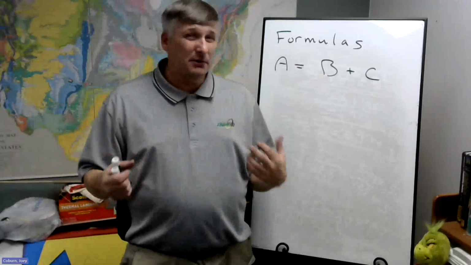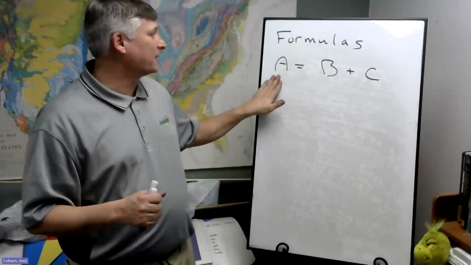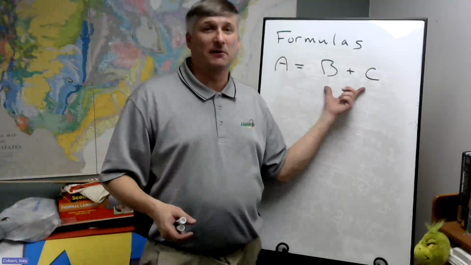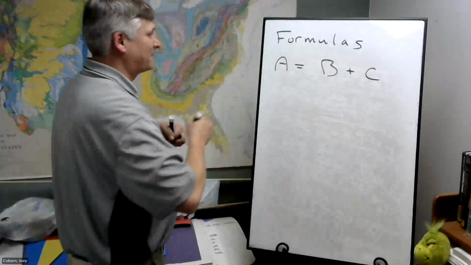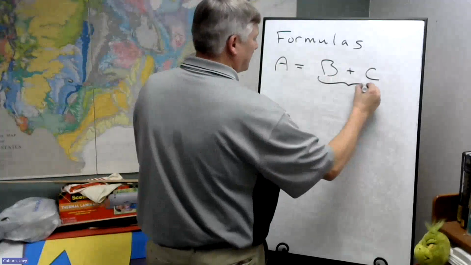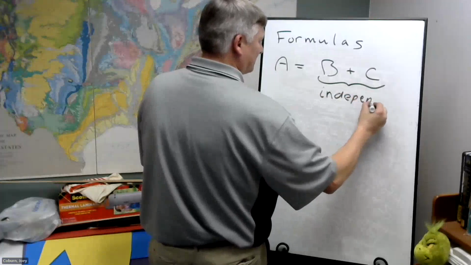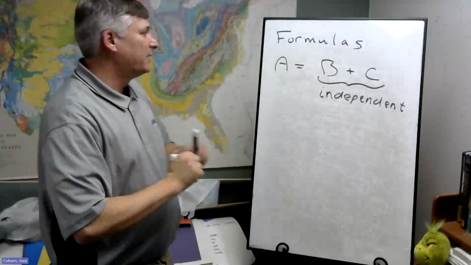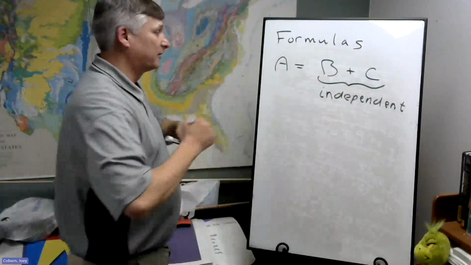With formulas, we're actually going to do the same thing, except we're discovering the value of a dependent variable by choosing values for two independent variables. Let me explain what dependent and independent mean. These two here are independent. Usually in the formula, these are the variables that we get to choose a value for.